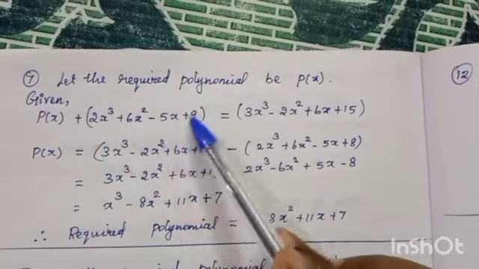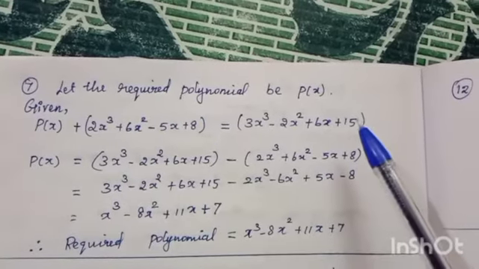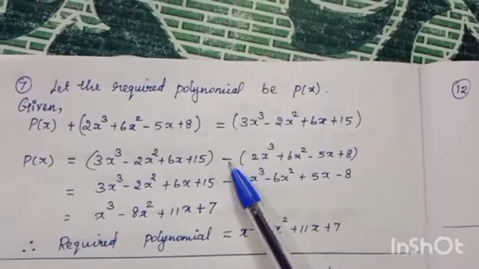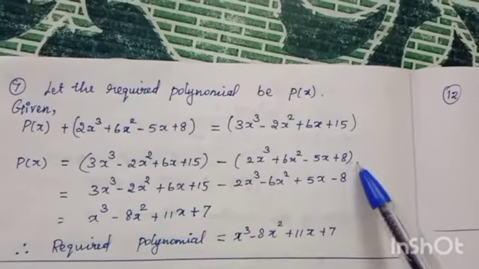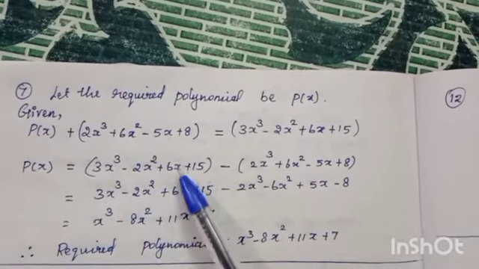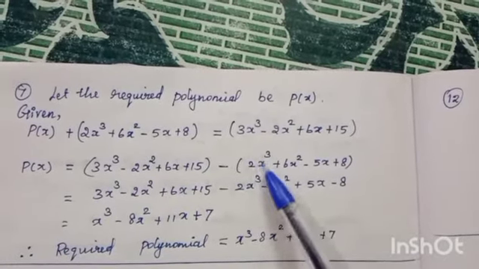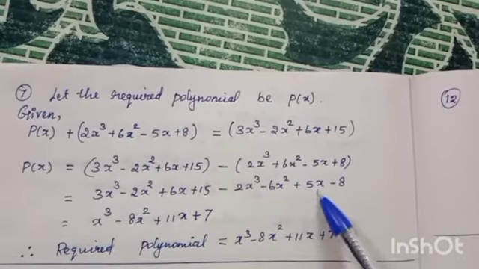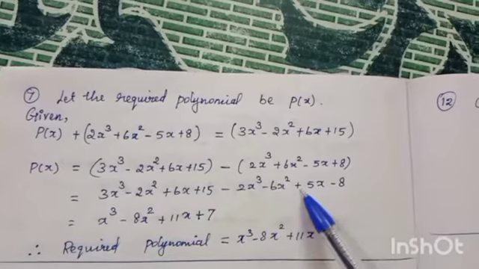We want to find p of x, so you have to transpose this polynomial to the right hand side. When it is transposed to the right hand side, it becomes negative: minus of 2x cube plus 6x square minus 5x plus 8. Now 3x cube minus 2x square plus 6x plus 15, this minus you have to take inside. That is minus 2x cube, minus 6x square, minus into minus plus 5x, minus into plus minus 8. Now we have to simplify this expression.